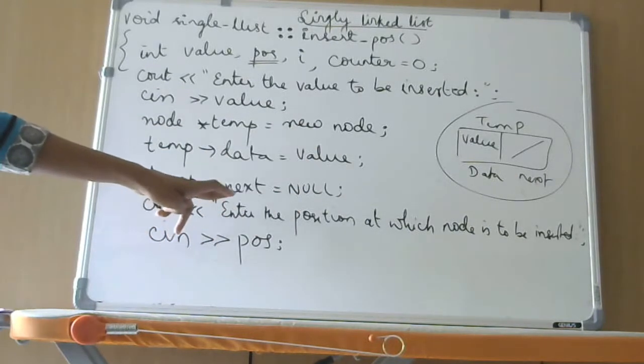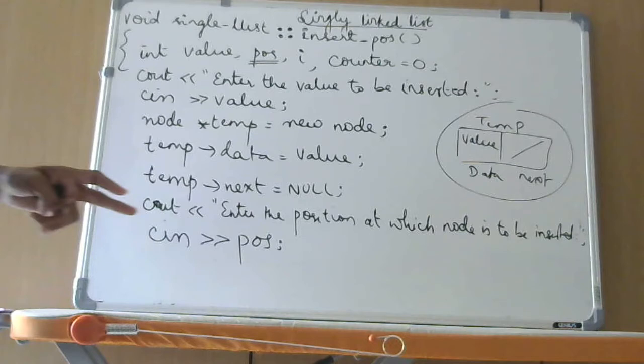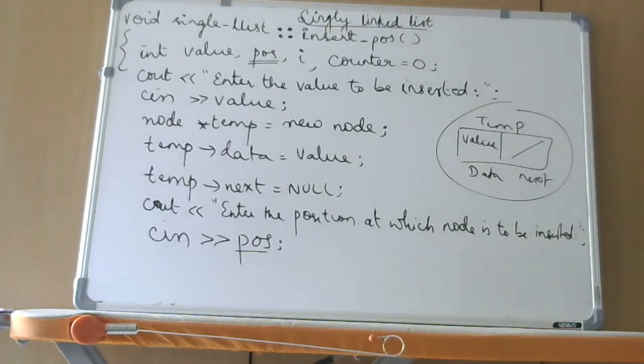And then enter the position at which the node has to be inserted. Right? You have to insert it at a position, so I should also accept what is the position at which I am going to insert it. So I am accepting this position. Is this clear? This much is the initial coding that we do. Next, let us see what are the conditions you have to consider or how to insert at that position. Let's see that.